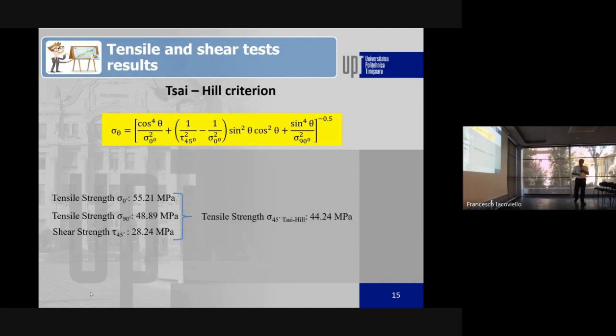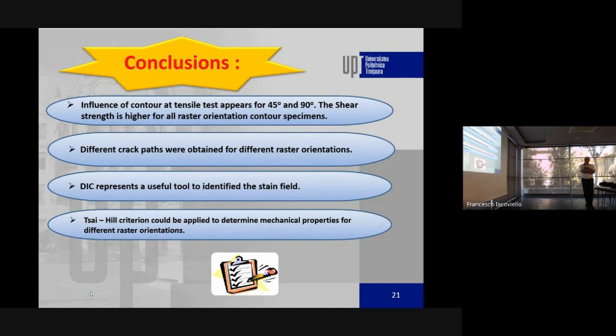The value coming from the criterion is around 44.2 megapascals, and our experimental result, the value that we measured, was 47.8 megapascals. So it's an error of 7.4%. What we want to do is print with different infill orientations, 15 and 30 degrees, in order to check if this criterion could be applied to predict the mechanical properties for different orientations. So I think these are the conclusions.